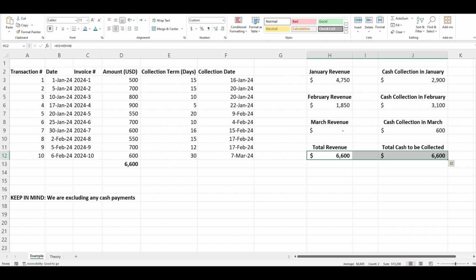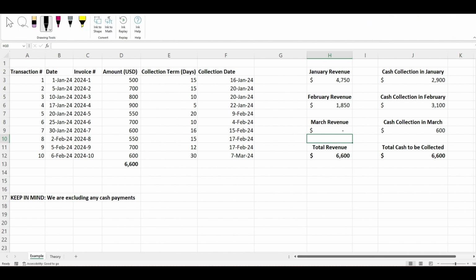So the total is the same, but the difference is in the time frame, because recognizing revenue depends on the date of revenue recognition, which is the transaction date. However, collecting cash depends on the collection date. So for a simple example, if we draw a timeline and we take one of those transactions as an example, for example this one, this transaction occurred in Jan, so this is 1/1 and this is 31/1. This is Jan.